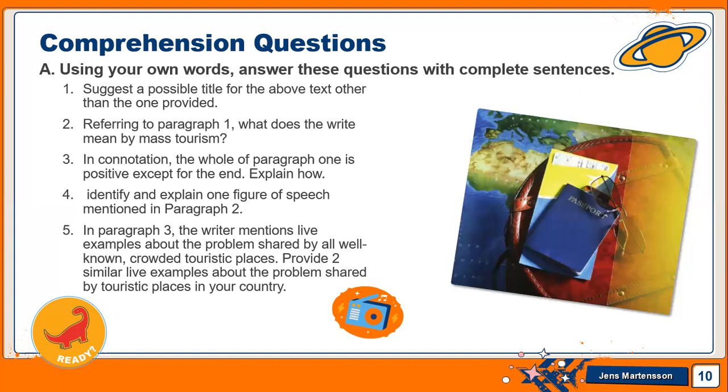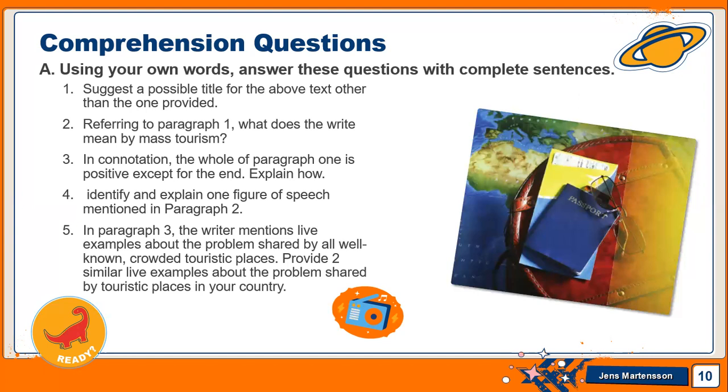Question 3, in connotation, the whole of paragraph 1 is positive. Connotation means some words have a positive connotation. When I say this is beautiful, the word beautiful has a positive connotation. When I say this is nasty, the word nasty has a negative connotation, a negative meaning. So they're telling you in connotation, the whole of paragraph 1 is positive except for the end. So you need to explain how it is being negative at the end of paragraph 1. Go back to the first paragraph, look at the bulk of it, and then look at the end and find how it's being negative at the end.